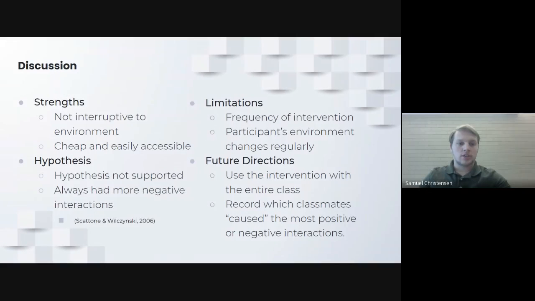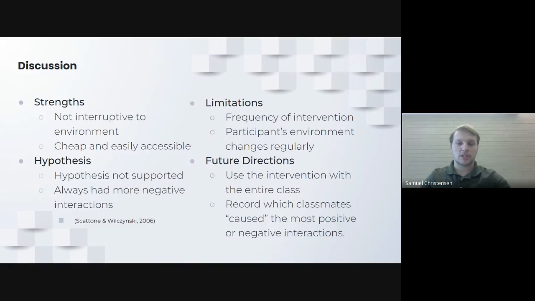Here's the discussion. Strengths of the study: the social stories were not interruptive to the environment or the participant, and they're very cheap and easily accessible. My hypothesis was not supported, as the participant's positive interactions did not go up and the negative interactions did not go down in frequency.